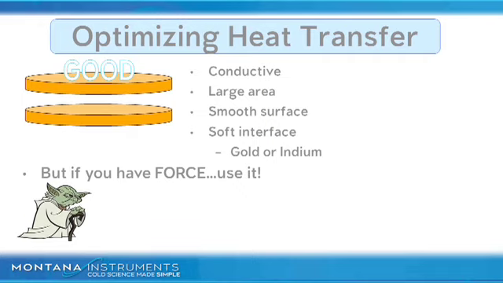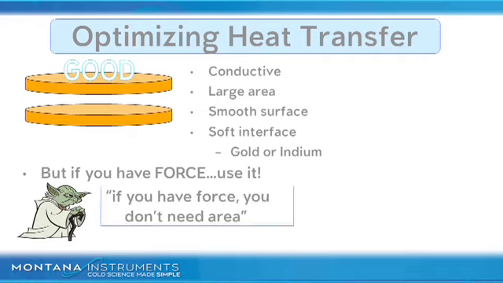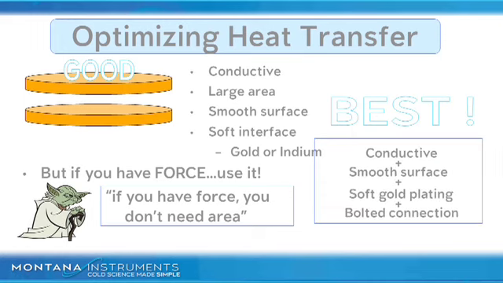If Master Yoda was here, he would say, if you have force, use it. It turns out, if you have force, you don't really need area. This becomes very useful in cryogenic engineering and also in sample mounting, especially if you're doing something a little bit unique in the sample area. Most of our customers are doing just that. The best way here is to have conductive materials, smooth surfaces, a soft gold plating, and a bolted connection, which adds force.